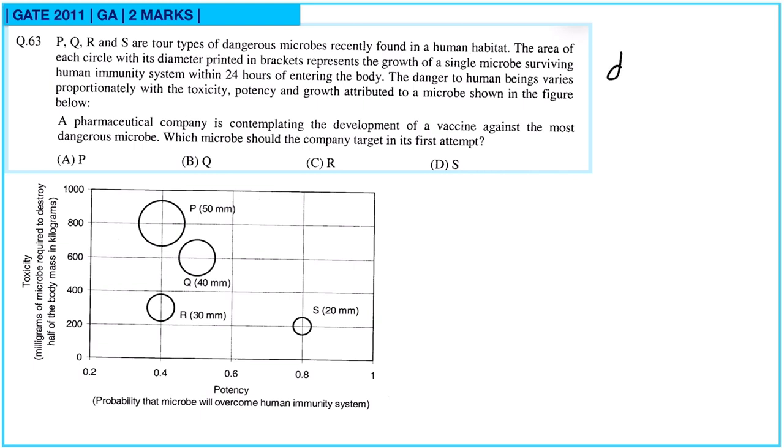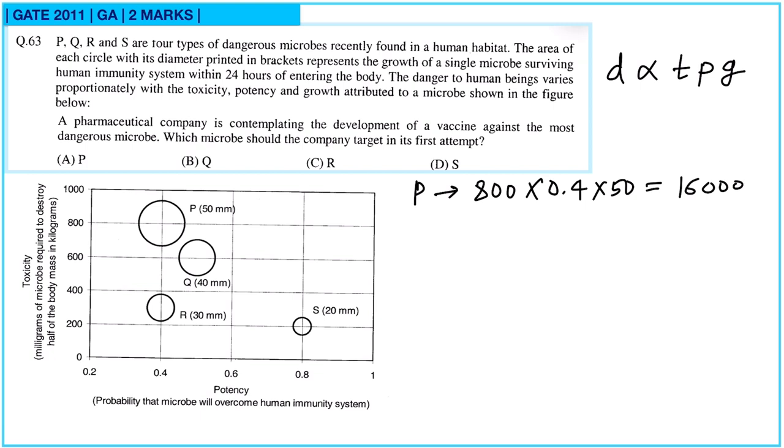Now here this danger D is proportional to toxicity, potency and growth. So it is directly proportional to all these. Right. So for each case we have to calculate this. So for P, see here toxicity is 800 and corresponding potency is 0.4 and diameter is 50 millimeter. So let us multiply these numbers. So 800 into 0.4 into 50. So that comes out to be 16,000.